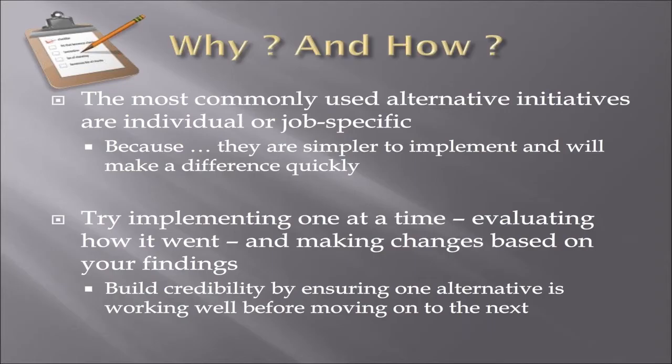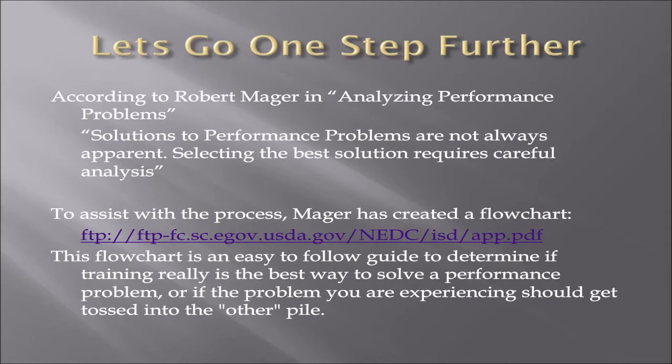Why do we use alternative interventions and how do we implement them? The most commonly used alternative initiatives are individual or job-specific. We use these because they are simpler to implement and will make a difference quickly. If we try implementing one at a time, we can evaluate how it went and make changes based on the findings. It helps build credibility by ensuring one alternative is working well before moving on to the next. Let's go one step further.